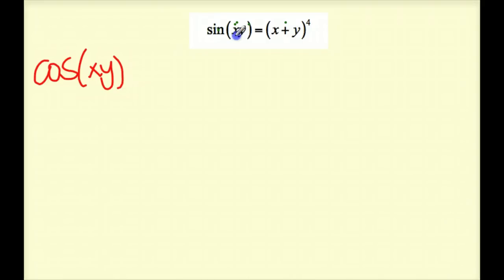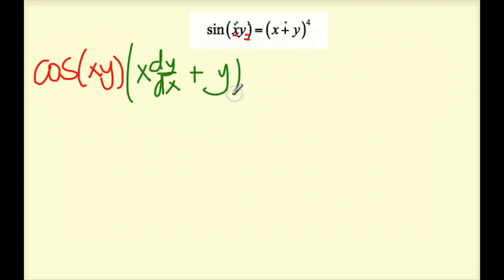So if I take a look at my stuff, I have x as my first term, y as my second term. So I get the first term, x, times the derivative of the second, which is dy/dx, or the derivative of y is 1, but I have to multiply it by dy/dx, plus the second term, y, times the derivative of the first, well that's just 1, so I'm going to leave that there.